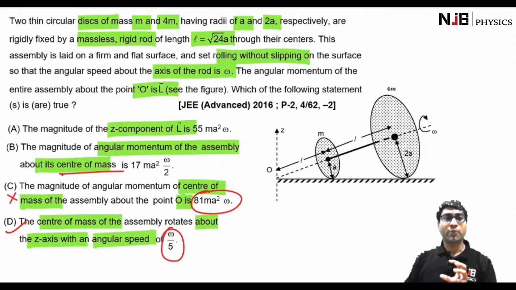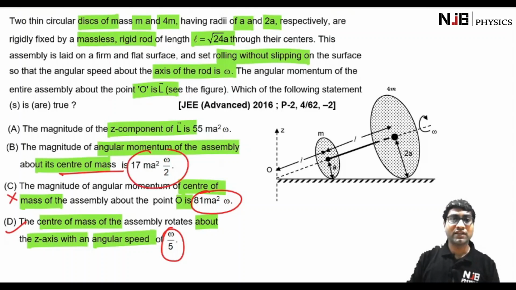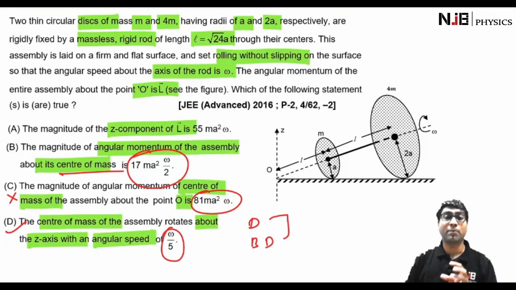Now if you check option B, the magnitude of angular momentum about the center of mass is given as 17 ma square omega by 2. So the question is whether we should mark this option as correct or not, because if we consider the COM frame as rotating, this is going to be the angular momentum. But if we do not consider the COM frame as rotating, then we get some other answer. For this, IITs have given two answers. That means either you mark only D as correct, or you mark B and D as correct. In both cases, you are going to get your marks.